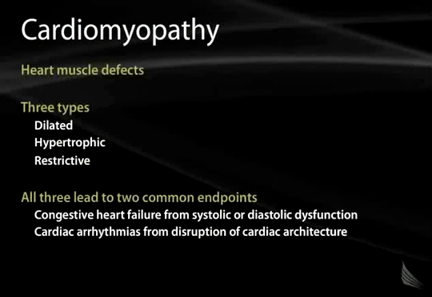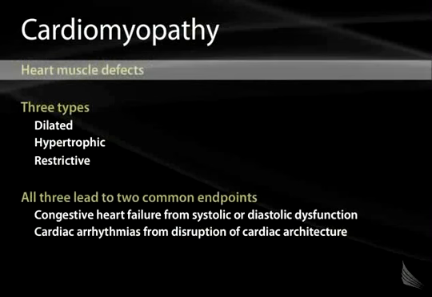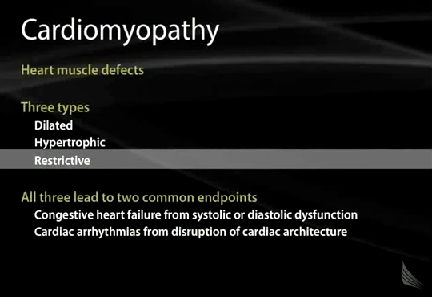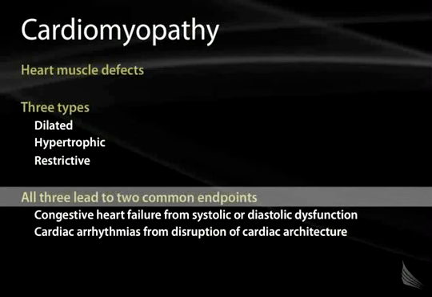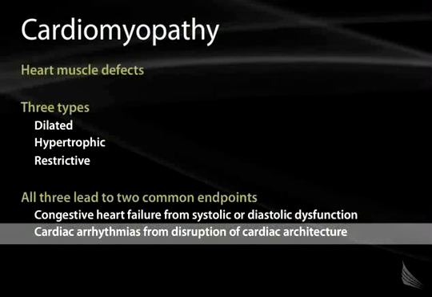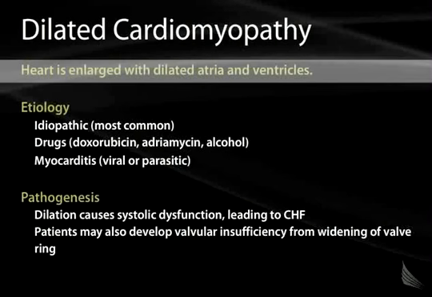Cardiomyopathy is related to primary myocardial muscle defects. There are three types: dilated, hypertrophic, and restrictive. All three lead to two common endpoints: congestive heart failure from systolic or diastolic dysfunction, and/or cardiac arrhythmias from disruption of cardiac architecture. The heart of dilated cardiomyopathy is enlarged with dilated atria and ventricles.